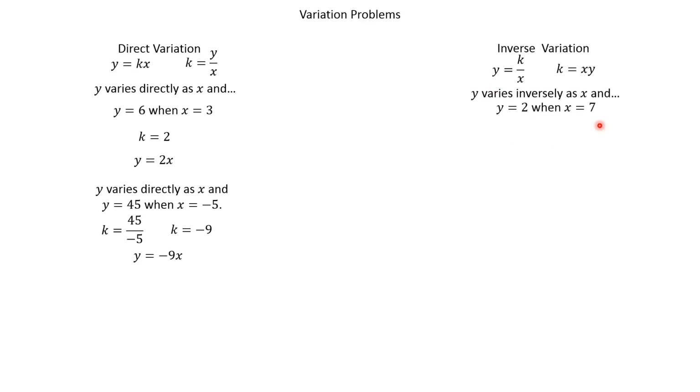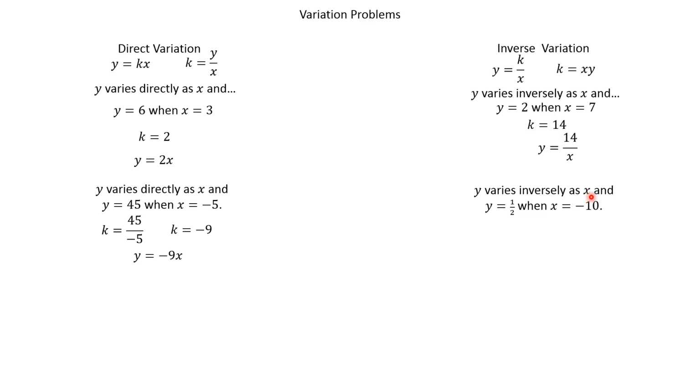And y equals 2 and x equals 7. So, same deal. K equals x times y. So k equals 2 times 7. So k equals 14. Plug it in. Y equals 14 over x. You can graph this. Just make a table with a few points on it. And you can plot your points.